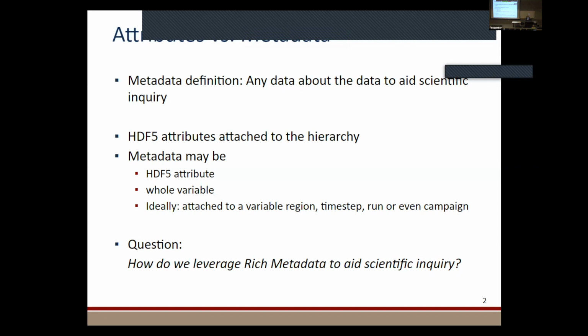If we look at how it works in an HDF5 file, you take an attribute and connect it to something within the file. It's going to be somewhere in the hierarchy, and you say this is an attribute that additionally describes some item. Metadata can be either that, or an entire derived value that would attach to it. Ideally, we want to attach it not just to a single whole item, but to a subset of an item or a more abstract thing, such as a time step or even a run.